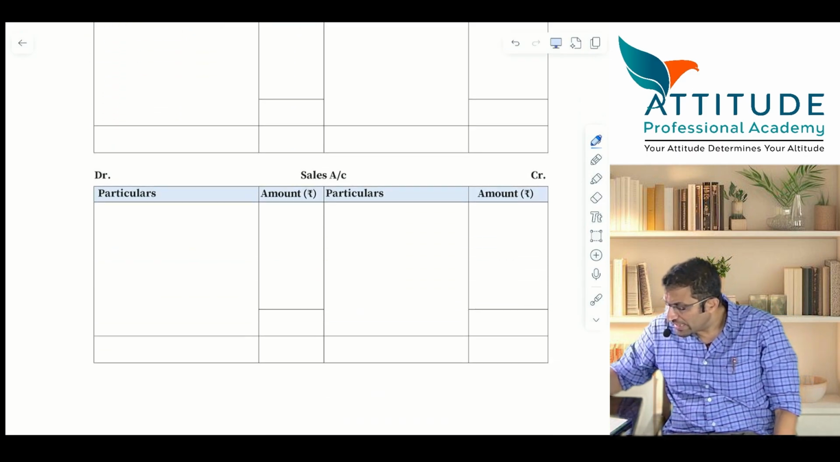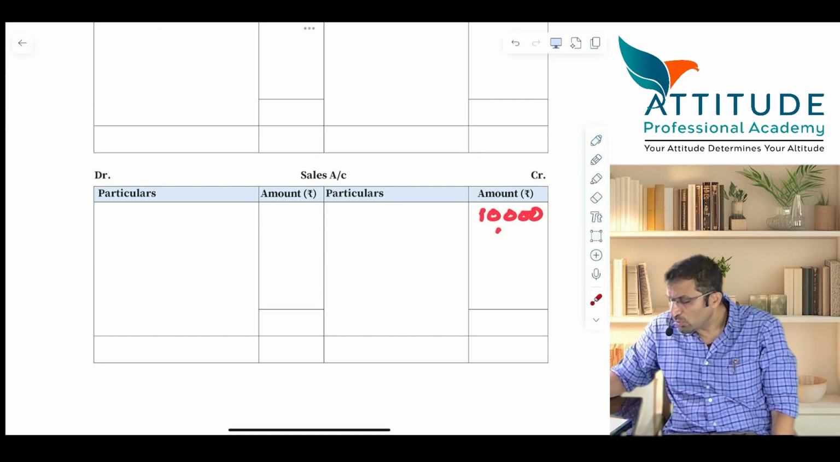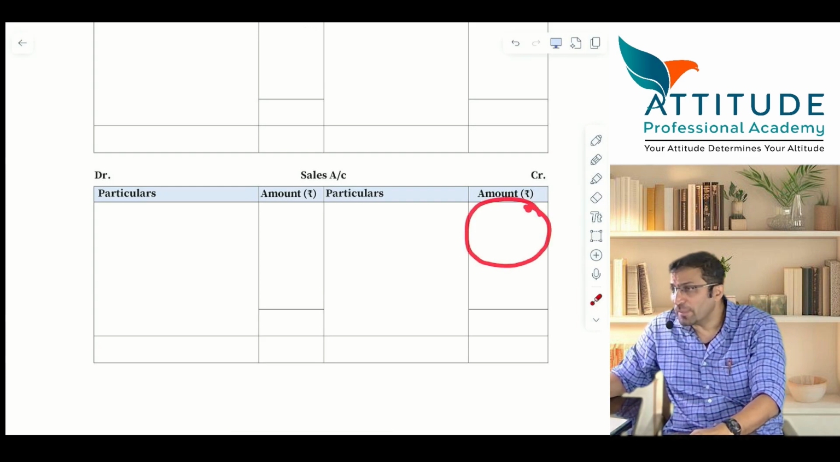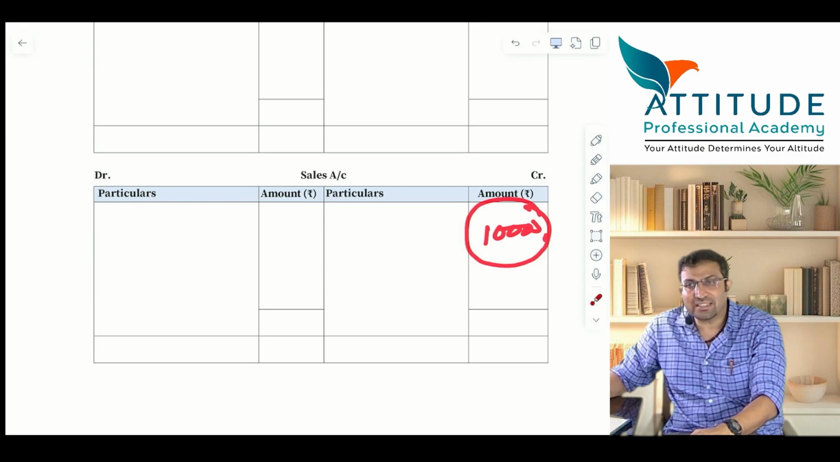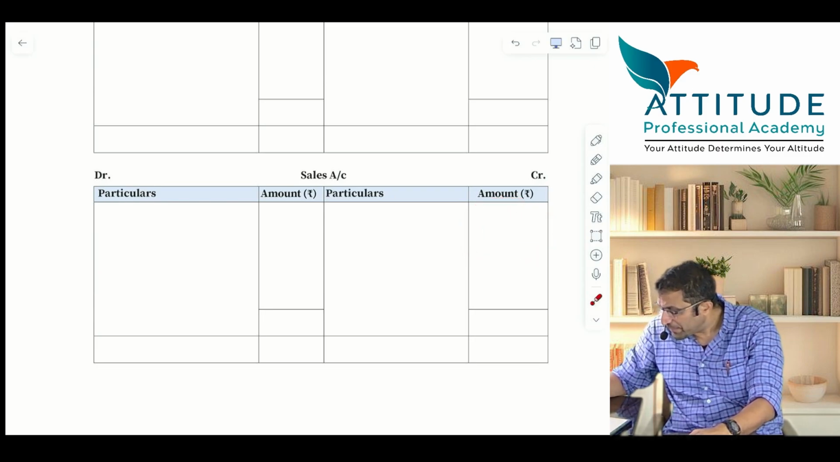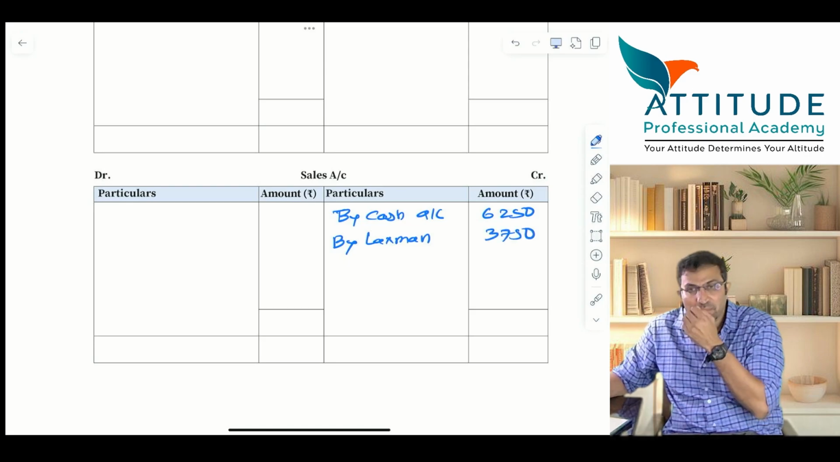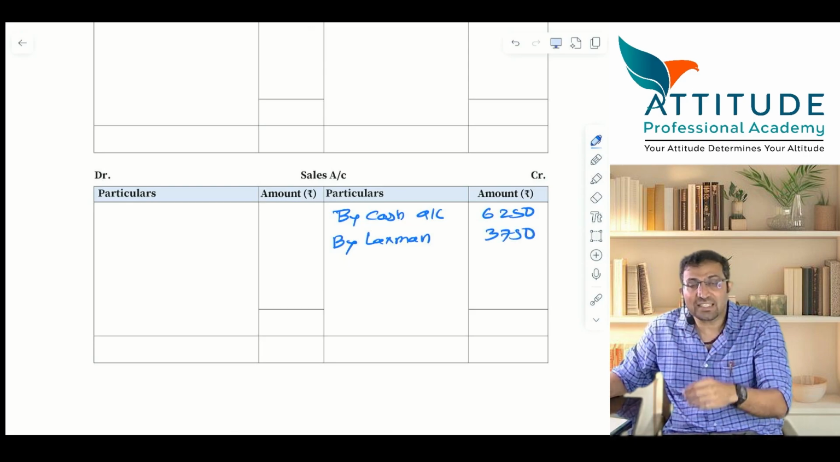Now, debit is done, credit is sales account. I'll ask you a question. In your sales account, can I directly write 10,000 here? Why? There are two debits. There are two, but the total should be 10,000. Is that clear? Tell me. By cash, how much? 6250. By Lakshman, how much? 3750. Is that clear?